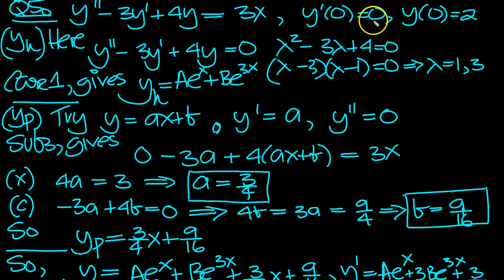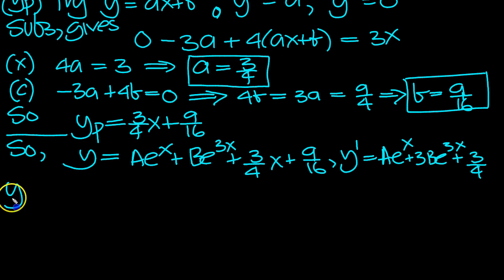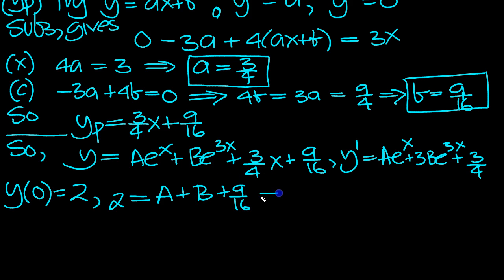Here they are here. y dash naught is 0 and y naught is 2. So y naught is 2 can go in first if we wish. y naught equals 2 then. Here. So when x is 0, y is 2. So that gives 2 equals a e to the 0 is a, b e to the 0 is plus b, x is 0 plus 9/16. So that tells us that capital A plus B then, 2 as 16ths is 32/16, take 9 is 23/16. 32 take 9 is 23, so that's 23/16.